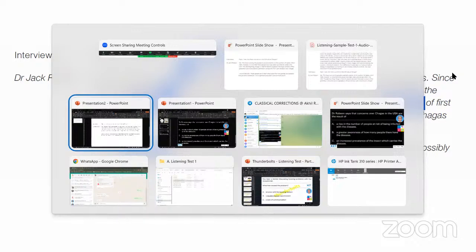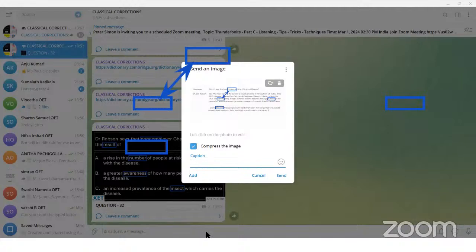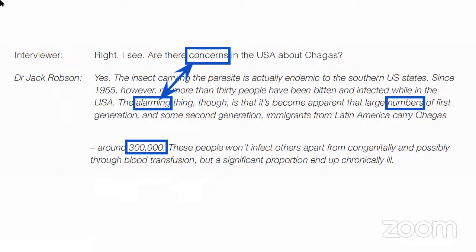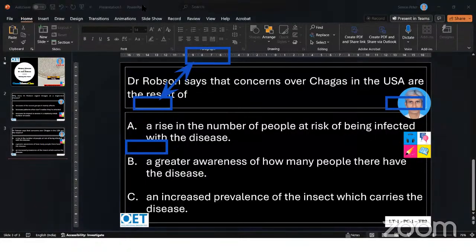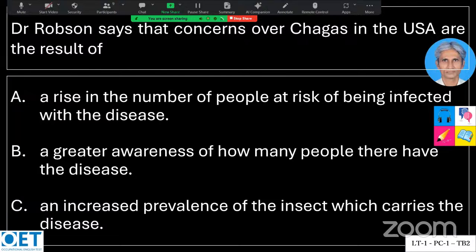Give your answer, please. You can give your answer. What do you think the answer is according to this? I have converted the listening into reading. What do you think is the answer? Now let me give you the question once again. Here it is.